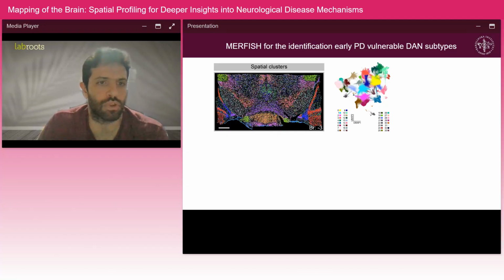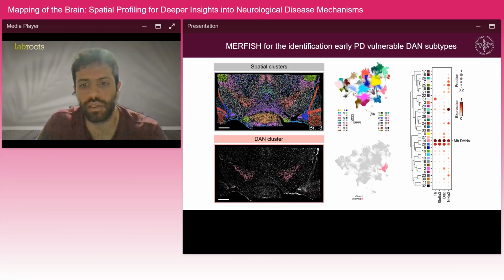You can see an example tissue section, how the cropped one looked. And from the whole data set, we managed to get almost 1 million cells, with this clustering distribution. And from all the cell types, the one that is interesting for us is this pink one, as you can see here, that expressed the dopamine neuron markers very nicely. So this seems to be the dopamine neuron cluster.